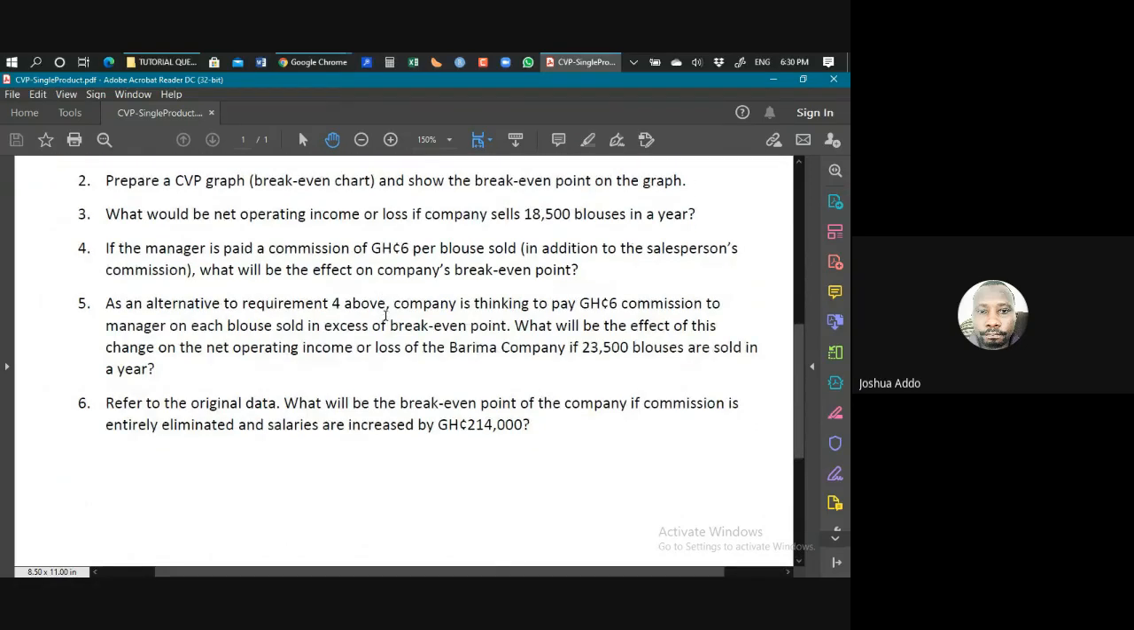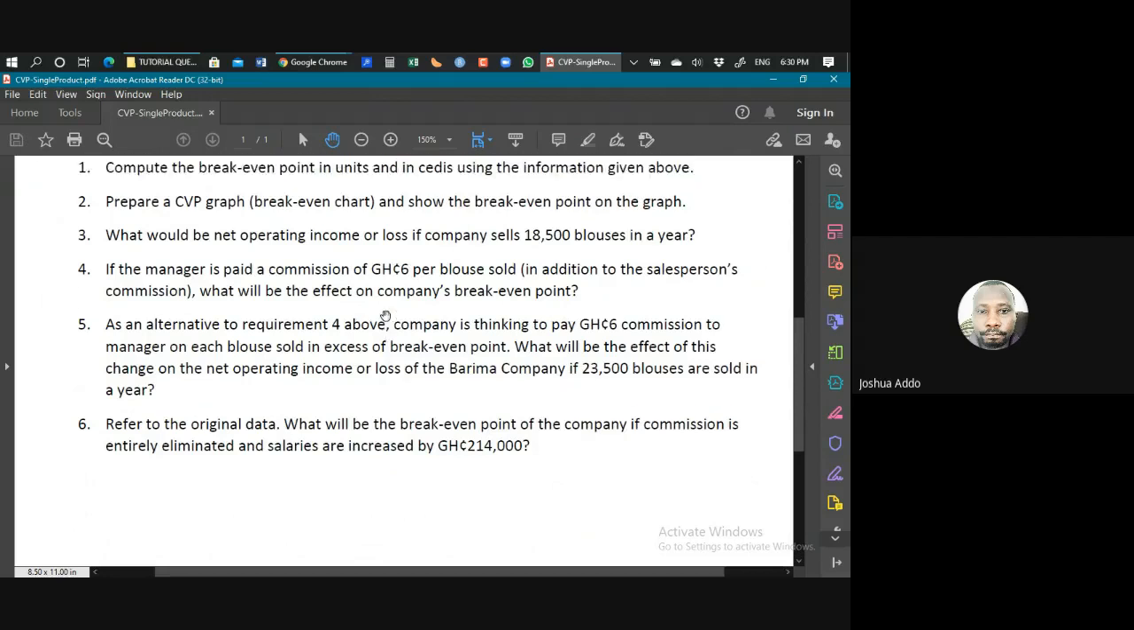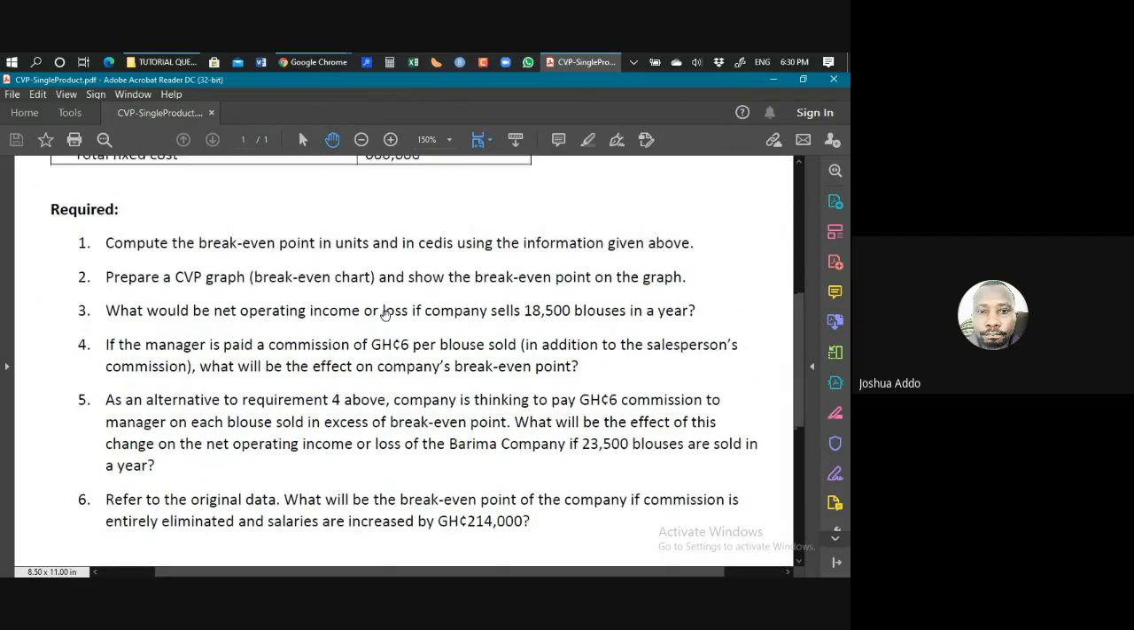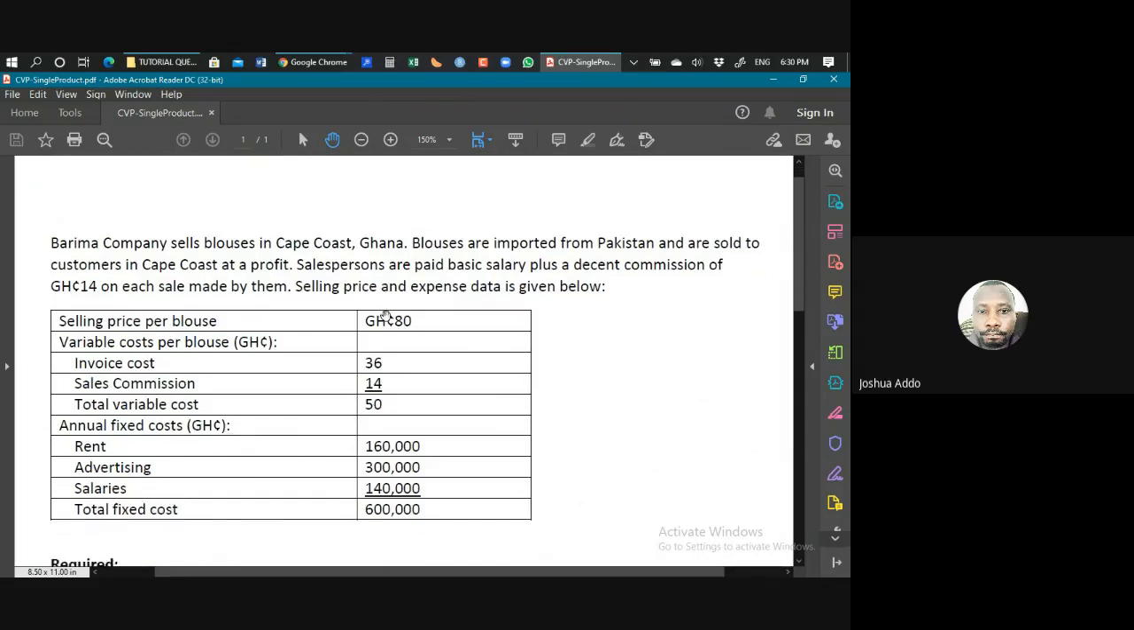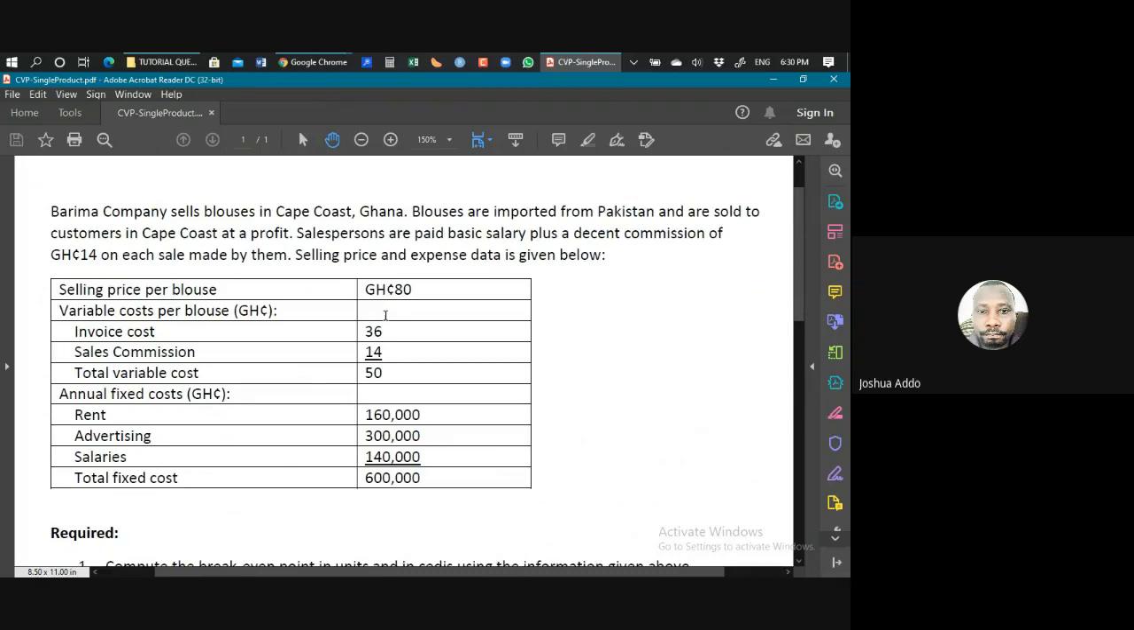6. Refer to the original data. What will be the break-even point of the company if commission is entirely eliminated and salaries are increased by 214,000 a year? Okay, so that's the question. I hope you can see the question. You can understand the question. Yes, please. Okay, I'm giving you 2 minutes to go through the question yourself, after which we will solve it together. So 2 minutes. Okay.